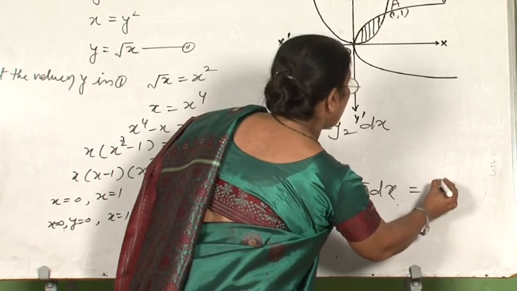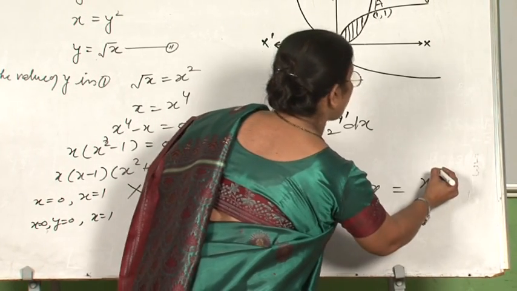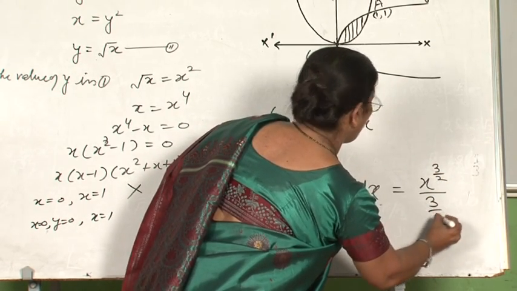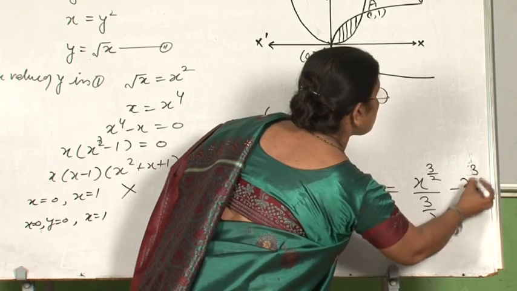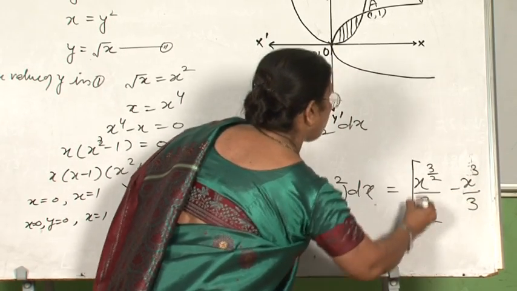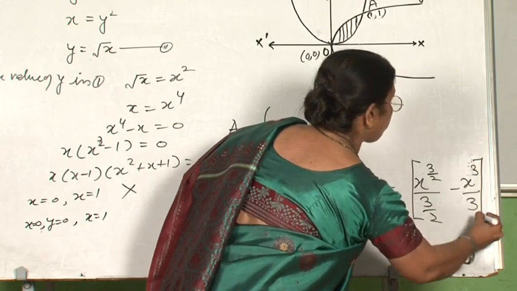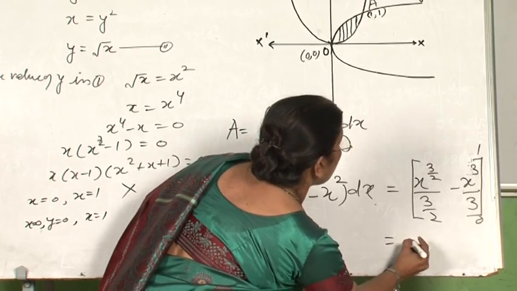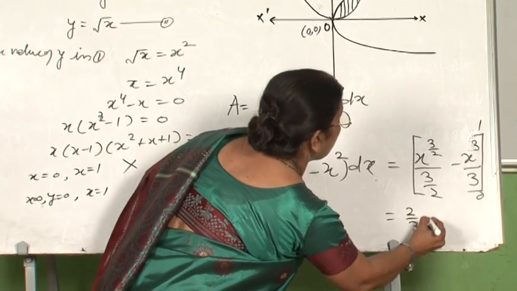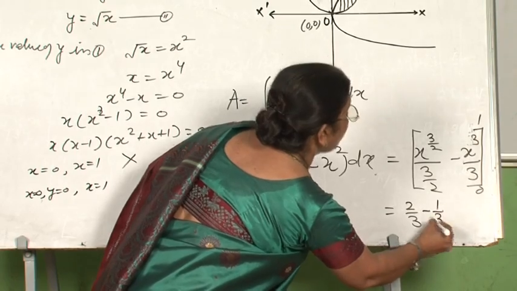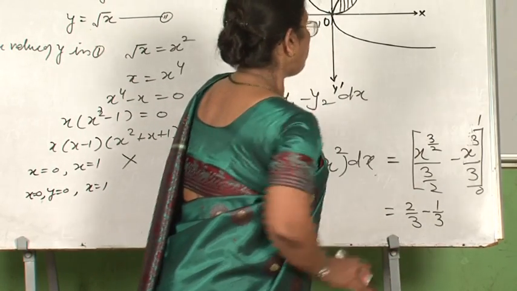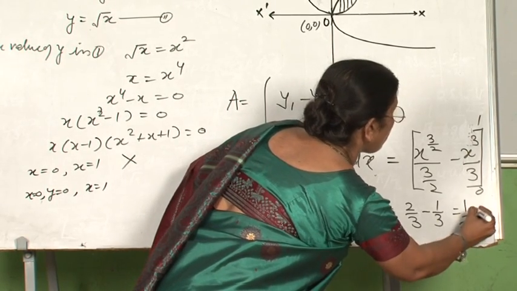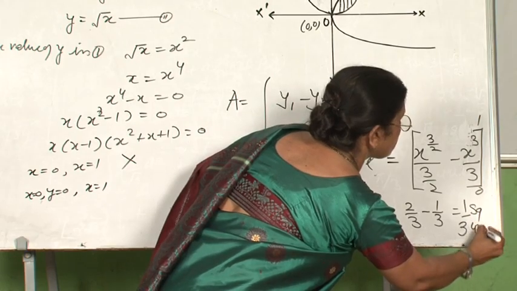Now, after integration, it becomes x to the power of half plus 1, which is 3 by 2, divided by 3 by 2, minus x cube by 3, from 0 to 1. Now, when x is equal to 1, it becomes 2 by 3 minus 1 by 3. When x is equal to 0, both become 0. So the answer is 2 by 3 minus 1 by 3, which is 1 by 3 square units.